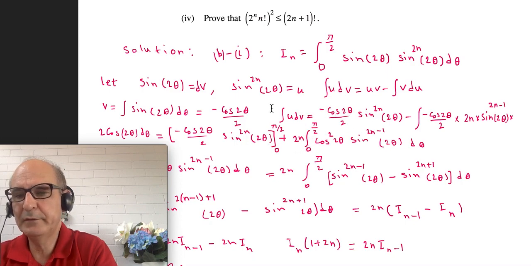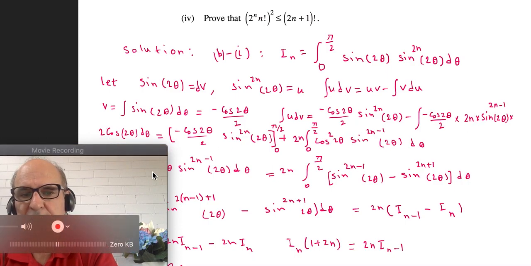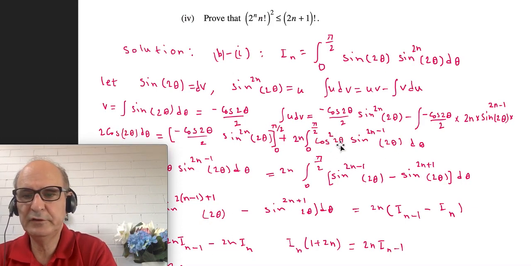And we put the limits because the limits are from 0 to pi on 2. And then here, this 2 and this 2 cancel out, and 2n can go out, and we get cos 2 theta times cos 2 theta, which becomes cos squared of 2 theta, and then sine to the power of 2n minus 1 of 2 theta d theta.